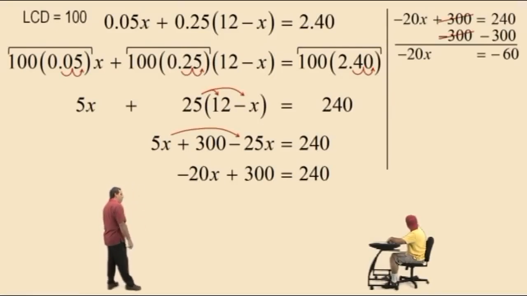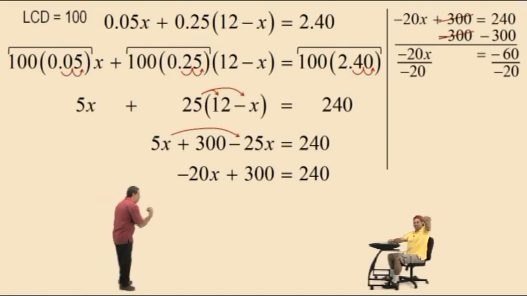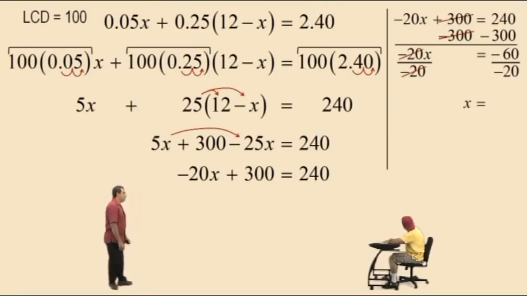Now bring us home, Charlie. What do we do? Divide by negative 20. That's right. Divide both sides by negative 20 to get the positive 1x. And x would be 3. So that is our answer there.